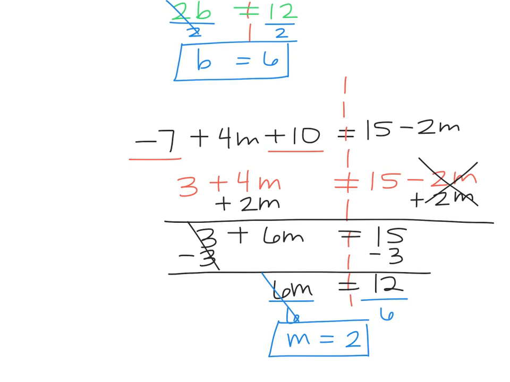So just be careful. Are you combining like terms because your things are on the same side of the equal sign? Or when your m's are on different sides of the equal sign, that's when you need to cancel it out on one side and move it to the other side.